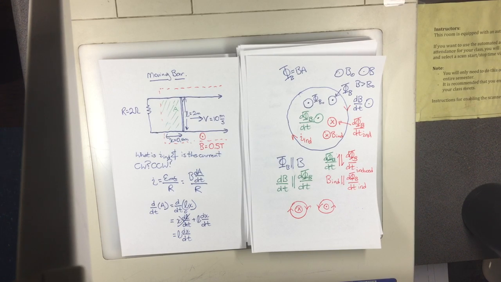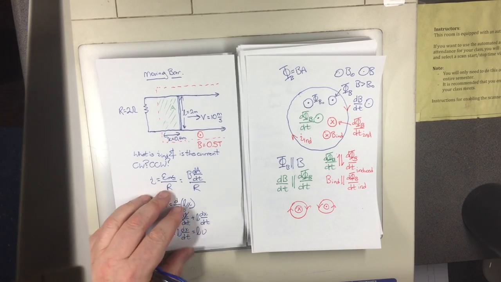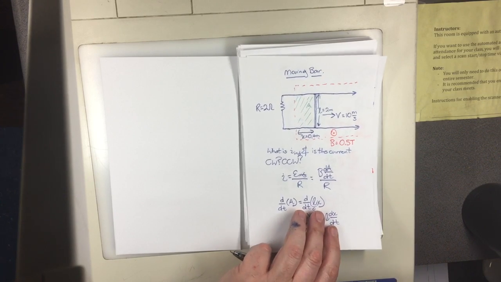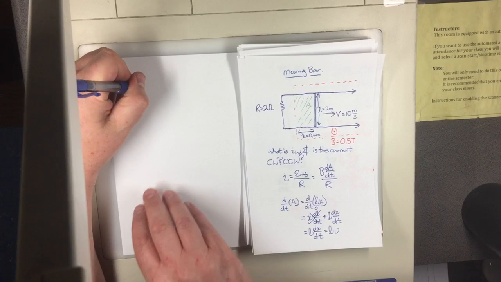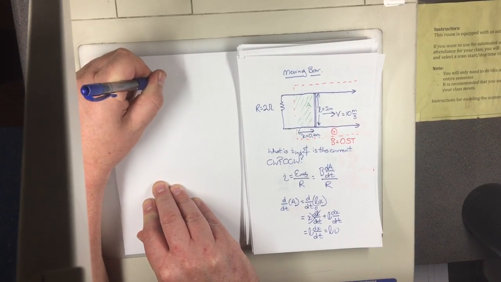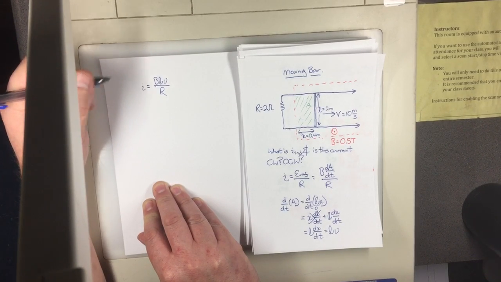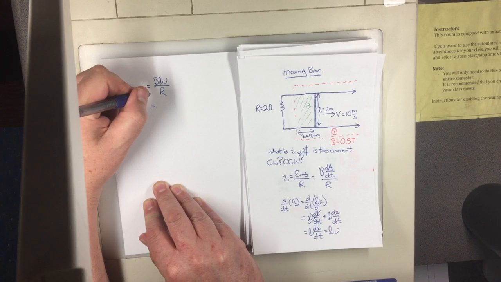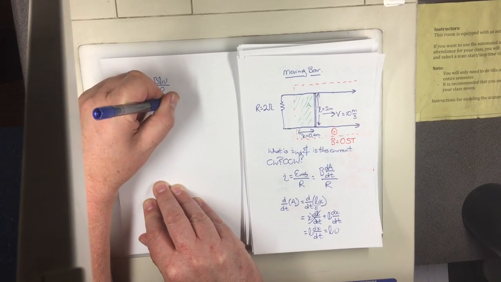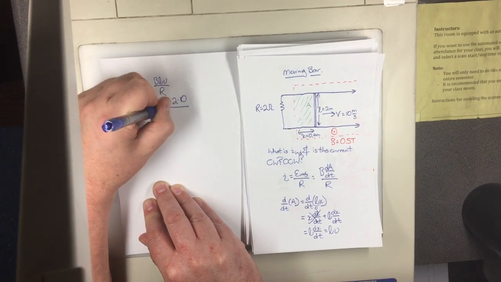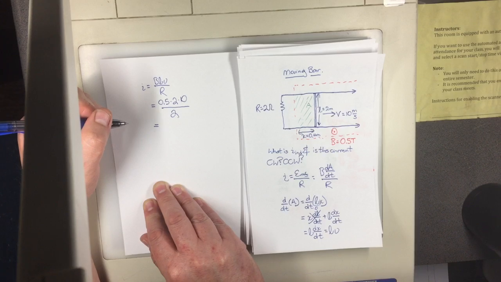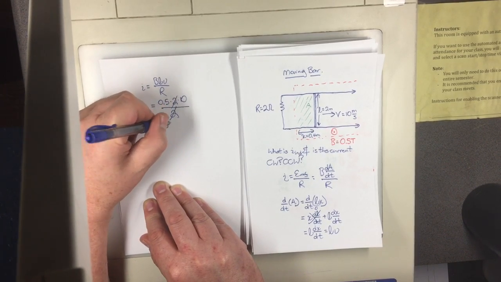And what's another way of saying dx/dt? What's the change in position with respect to time? Velocity, yes. So this becomes LV. Because I gave you V, you don't need x. You need the change in x. So this becomes I equals BLV over R, which makes it 0.5 times 2 times 10 over 2, which means those cancel and I'm left with 5 amps.